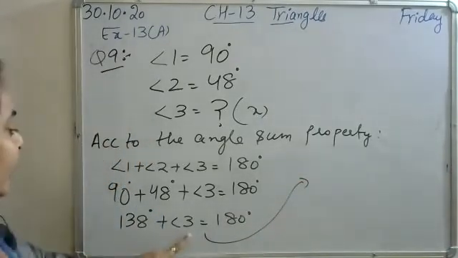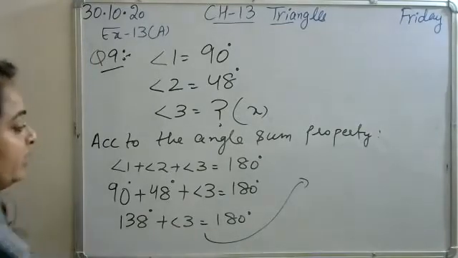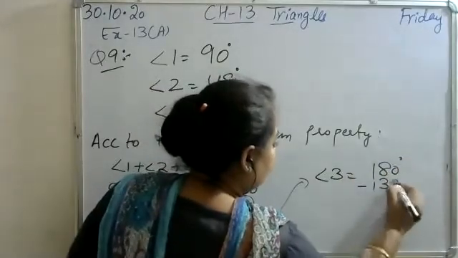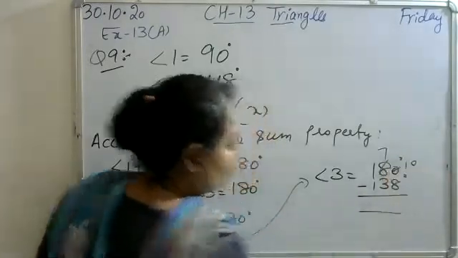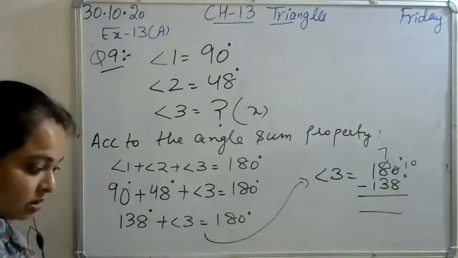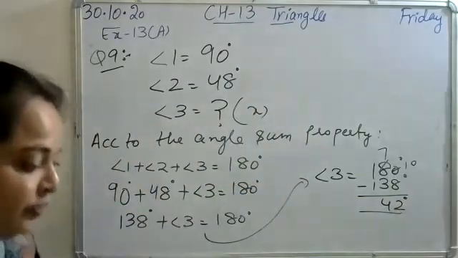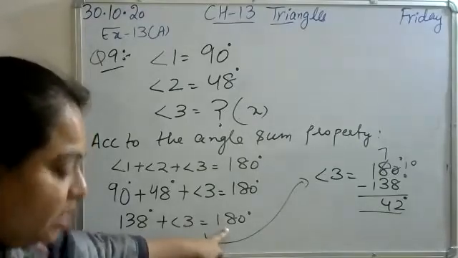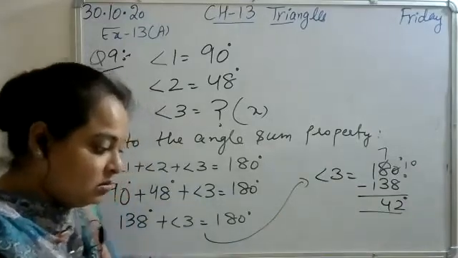Yes. Now to find this angle 3, you will subtract this 138 from 180. So angle 3 is 180 degrees minus 138 degrees, and this will give you 42 degrees. Not 50, Samriti. Subtract 138 from 180 degrees. You will get 42 degrees. Yes, Kinjal, well done.